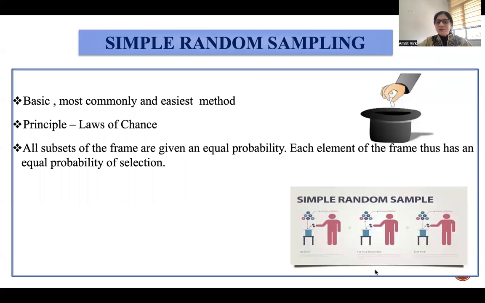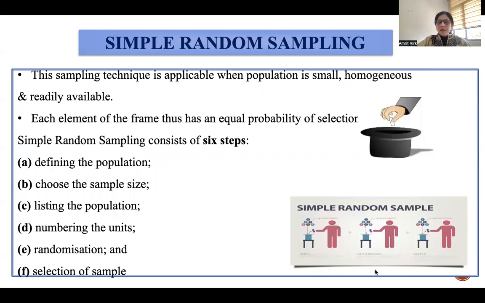Now let's look at the various sampling techniques in probability sampling. The first and commonest, or rather the most basic and even the easiest method, is simple random sampling. Simple random sampling applies the principle of laws of chance, wherein all the subsets of the sampling frame have an equal probability, and accordingly, each element of the frame has an equal probability of getting selected in the sample. This sampling technique is applicable particularly when the population is quite small, homogeneous, and easily accessible.